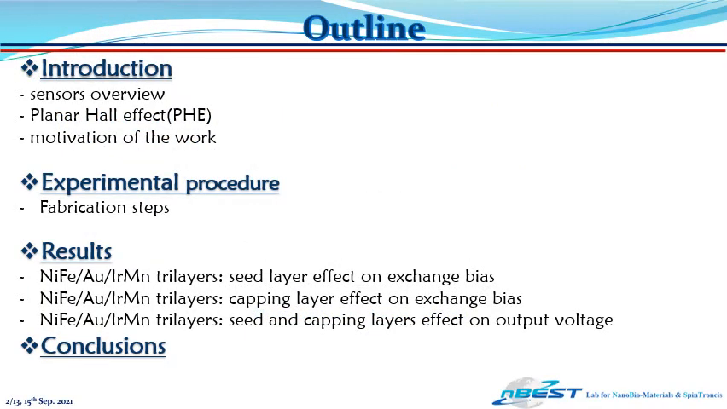The outline for this work starts with the introduction, where we will overview the sensors and the Planar Hall effect, and show the motivation of the work, followed by the experimental procedure for the fabrication steps, and heading to the results where the seed and capping layer effects on the exchange bias will be revealed, as well as their effect on the output voltage, and finally the conclusions for the work.